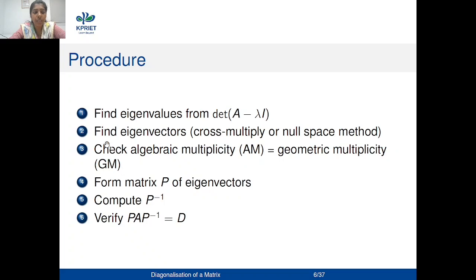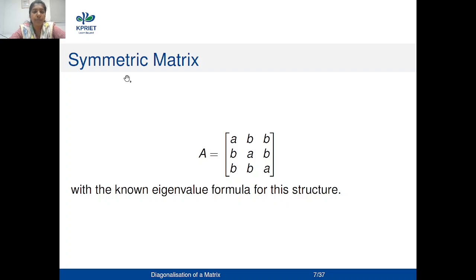After checking these three steps, if the arithmetic and geometric multiplicities are equal, then we can find the matrix P with the help of the eigenvectors of the eigenvalues. Then compute P inverse, and then you can check whether this expression is satisfied or not. Now let us have a matrix of order 3 by 3, which is a symmetric matrix of the structure A, B, B, B, A, B, B, B, A.